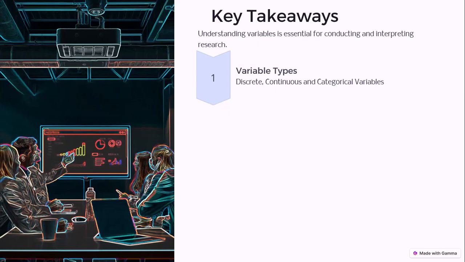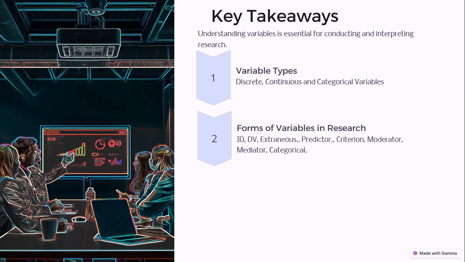So the first takeaway is that we have looked at the types of variables: discrete, continuous, and categorical variables. Then we have forms of variables in research. It can be independent, dependent, extraneous, predictor, criterion, moderator, mediator, categorical variables. Then lastly, we look at variables in relation to scale of measurement, and those measurements can be nominal.